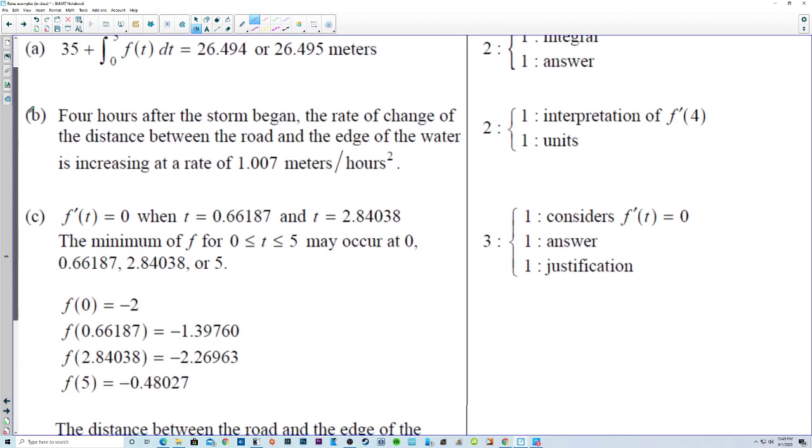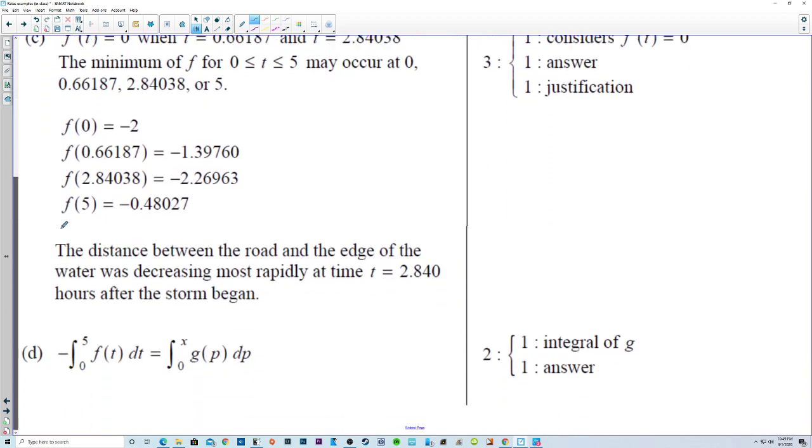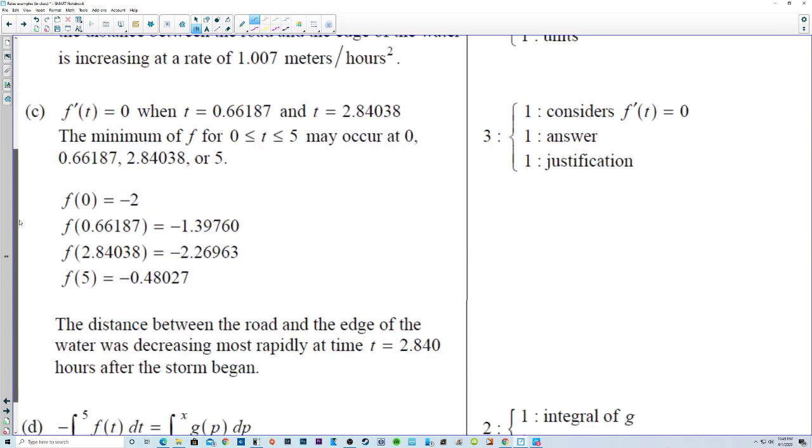Here's the rubric and the points that go along with each. There we go. That kind of snapped back up. There we go.